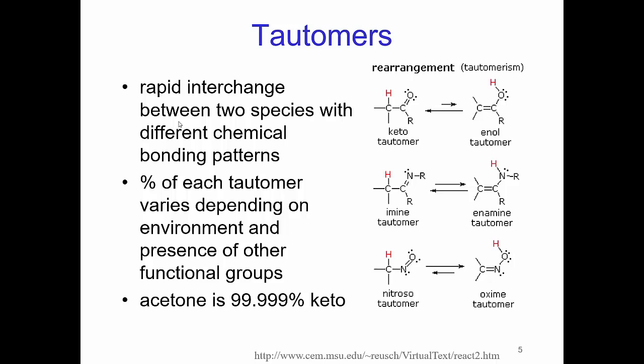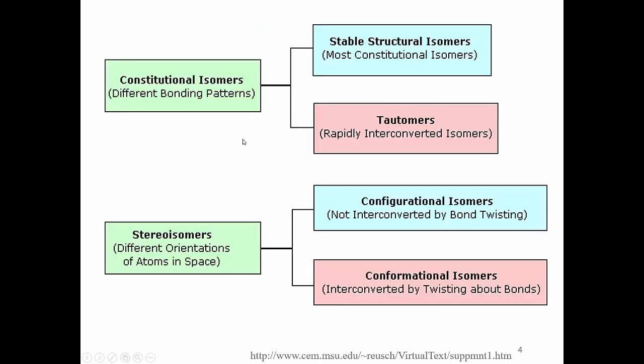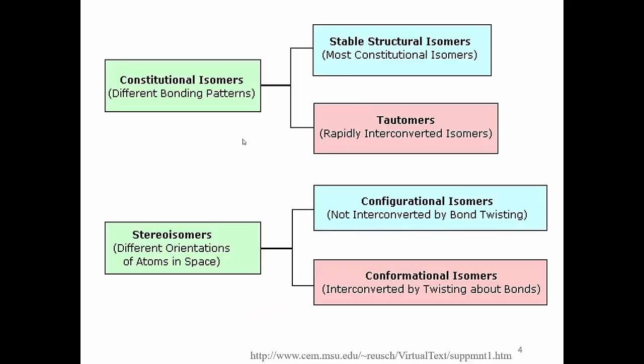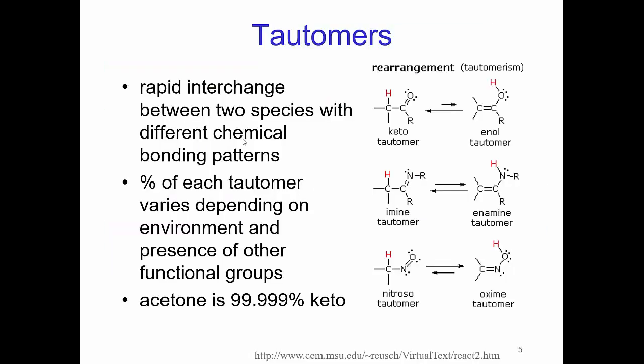Okay, so what's a tautomer? A tautomer is two different species of a chemical with different chemical bonding patterns, right? So that makes it a different pattern, right? It is a constitutional isomer. Okay? So if we look in the top right, we have a ketone, right?